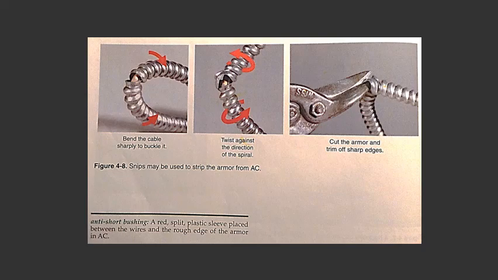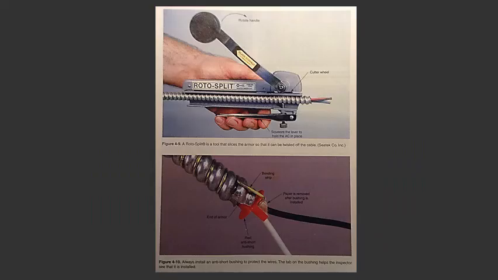The specific directions will come with the tool when you purchase it, but here are the basic steps to use the roto split. First, place the cable into the channel of the tool. Squeeze the handle to hold the cable in place. Turn the crank until the pressure decreases. Remove the cable from the tool and rotate the armor until it breaks free, such as in figure 4-9.